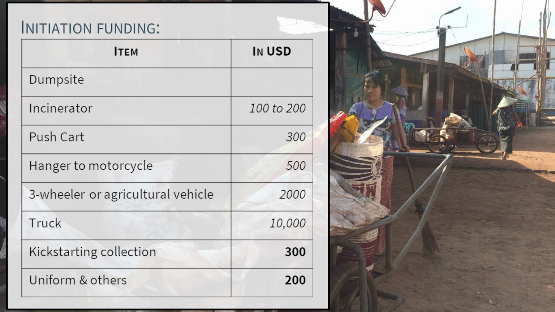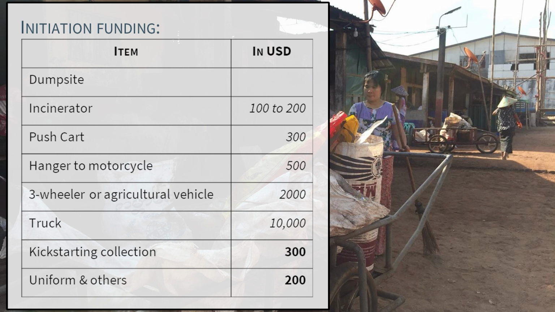An incinerator, as said before already, will cost something between $100 to $200. A pushcart, as you see here in the back, which we actually used in a fishing village, costs around $200 to $300. A hanger for a motorcycle around $500. A 3-wheeler or an agriculture wheeler, something about $1,500 to $2,000, and a truck then mostly beyond $10,000.